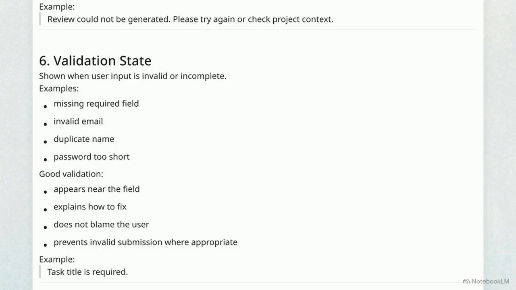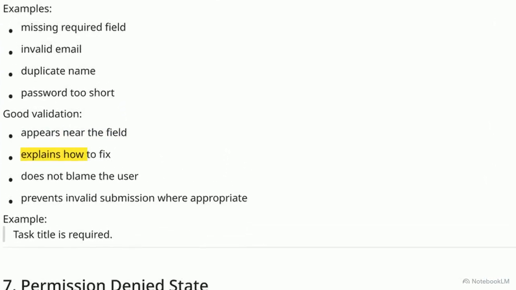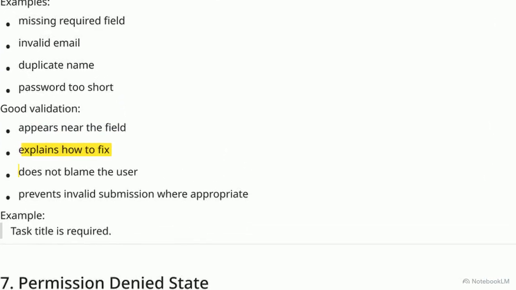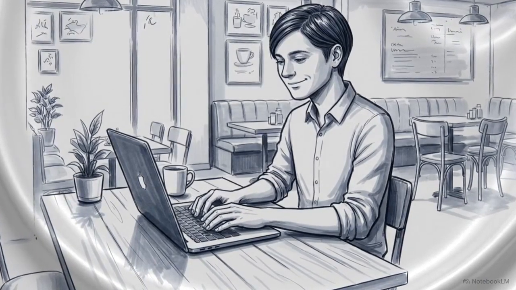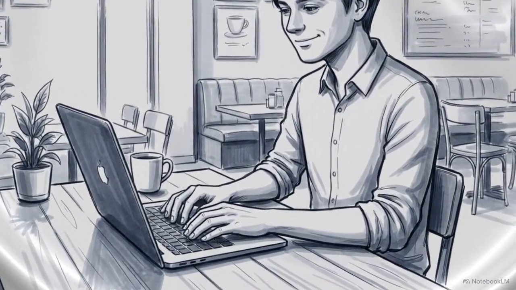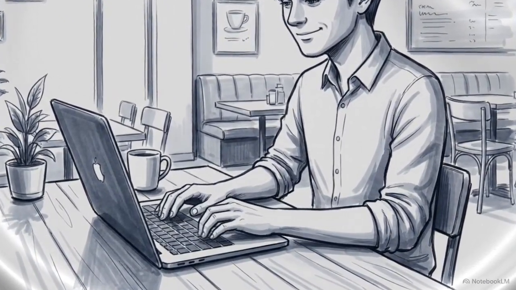This documentation highlights the strict rules for effective validation. The error message must appear directly adjacent to the field, explain specifically how to fix the issue, and avoid using language that blames the user for the mistake. Proper validation turns potential dead ends and frustration into minor, easily correctable course adjustments that keep the user moving forward.